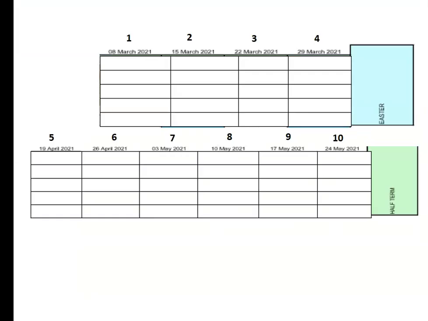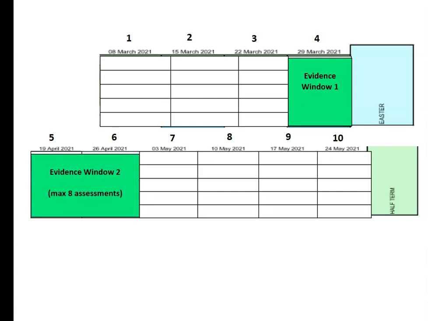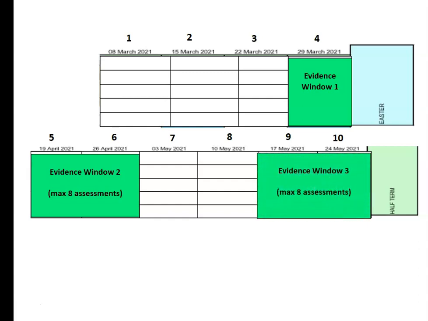Let me show you what this timeline looks like in a more visual way. You can see the 10 weeks that we have left to collect evidence. Evidence window 1 will take place in week 4. The next assessment window will be spread across week 5 and week 6, and the final evidence window will be during week 9 and week 10.